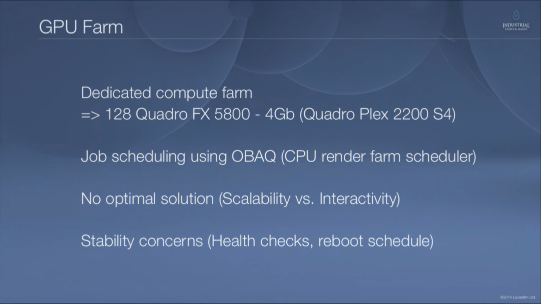The last component of why Plume works so well at ILM right now is the GPU farm. We have a dedicated compute farm of 128 Quadro FX 5800s. These are 4 gig boards. They're getting old.